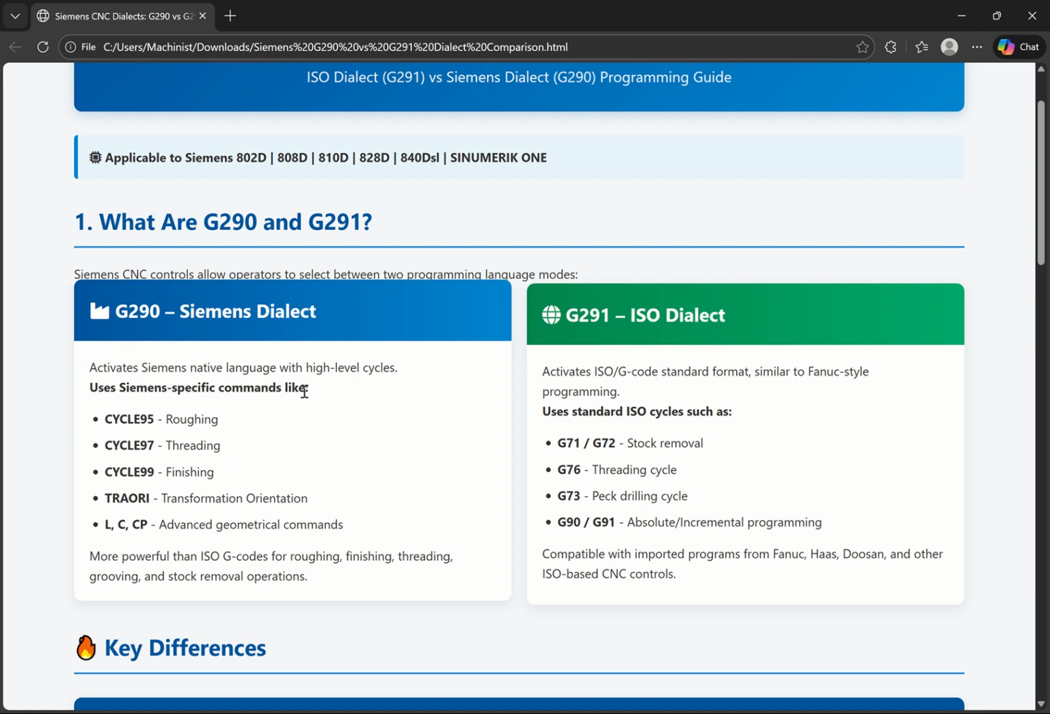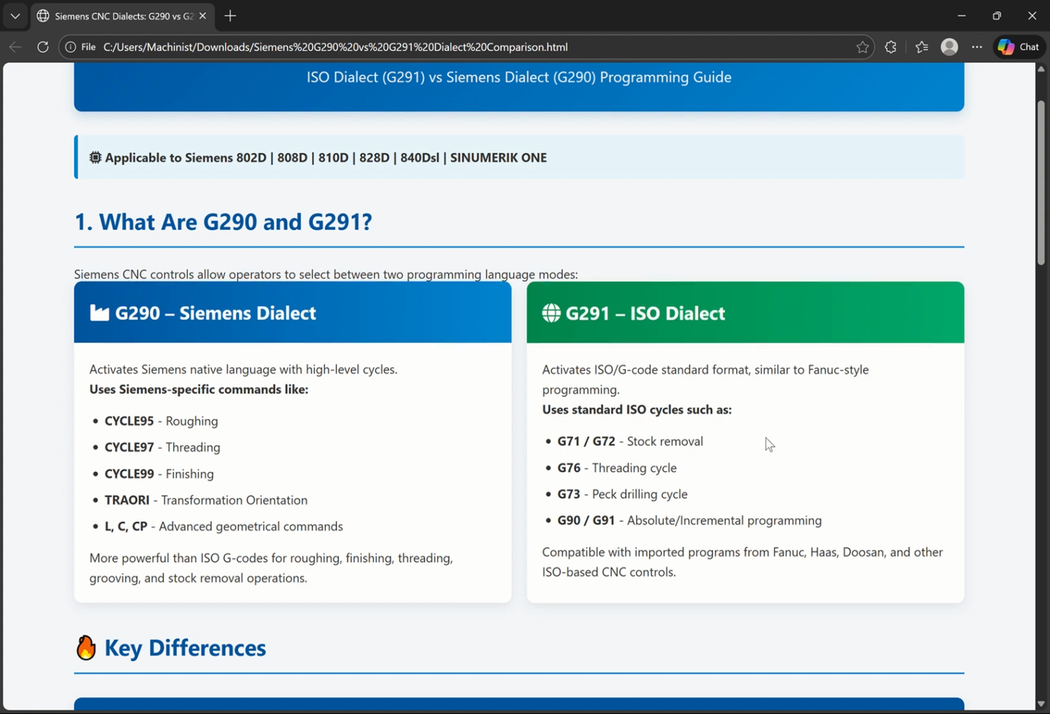So G290 normally activates the native language of the Siemens controller. This normally is the high level cycles. They normally use the cycles. For example, rough turning, you normally use CYCLE95, threading CYCLE97, finishing CYCLE99, and also transformation, maybe orientation, L, C, P. Those are advanced geometry commands. There are so many of them as compared to the ISO Dialect.